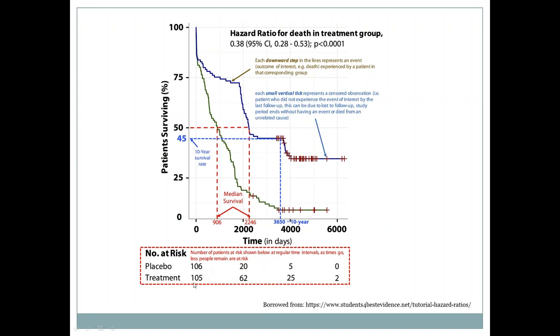So here at the beginning, we had 106 in the control and 105 in the treatment. Then at 2,000 days, we were down to this many in each group. So we lost quite a few here, and not so many here. We were down to 20 already at 2,000 days. At 4,000 days, we still have 25 left in treatment and 5 in control. And then by the end of the study, we had two people who still survived in the treatment group, but everybody was gone in control.